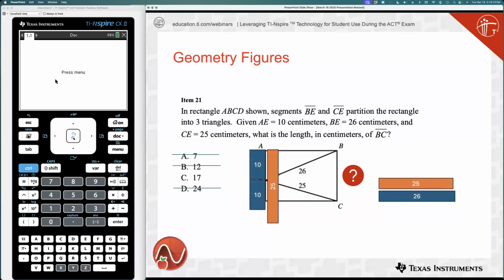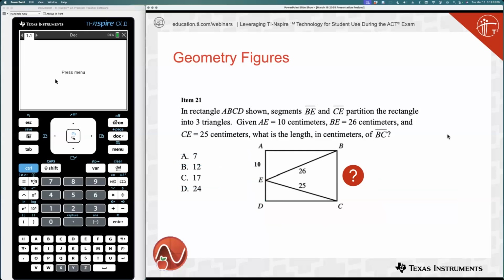So it is true that in the ACT, even though the ACT tells you otherwise, their figures are generally drawn to scale. And I think that's a very good test taking tip. And I see a lot of things in the chat saying you want to do some math. Yeah, our participants really want to do some math here.